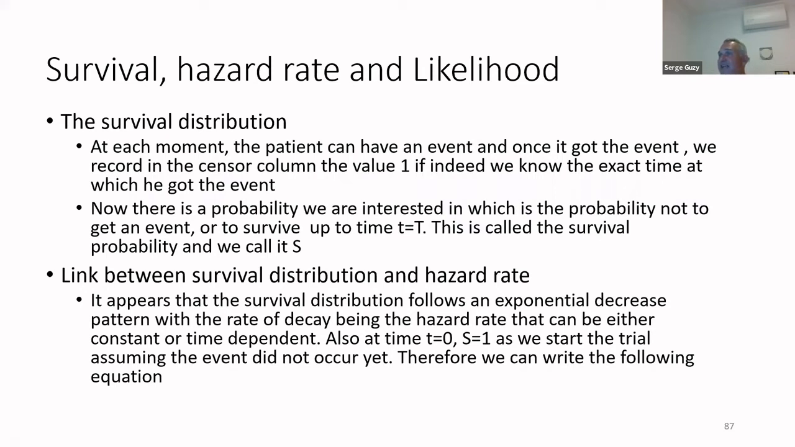It appears that at each moment, the patient can have an event. And once it got the event, we record in the censor column the value 1, if indeed we know the exact time at which it got the event. Now, there is a probability we are interested in, which is the probability not to get an event or to survive up to time t equal t. And this is called the survival probability, and we call it S.